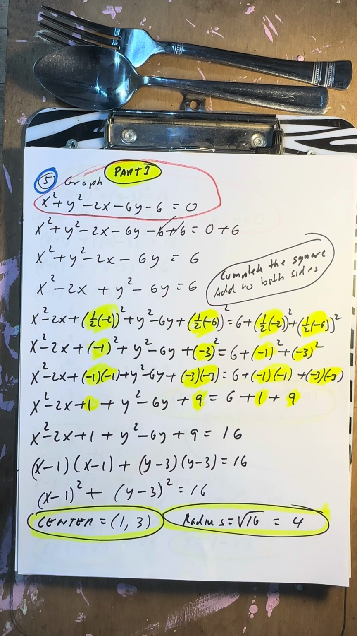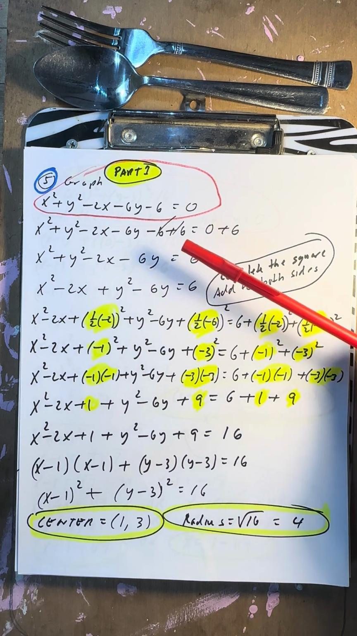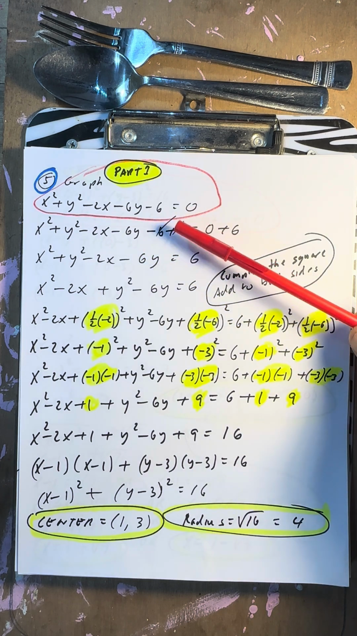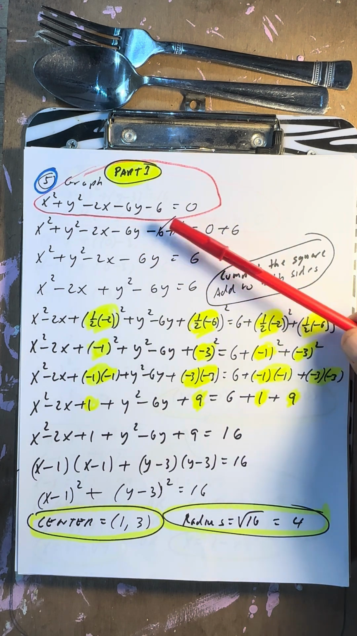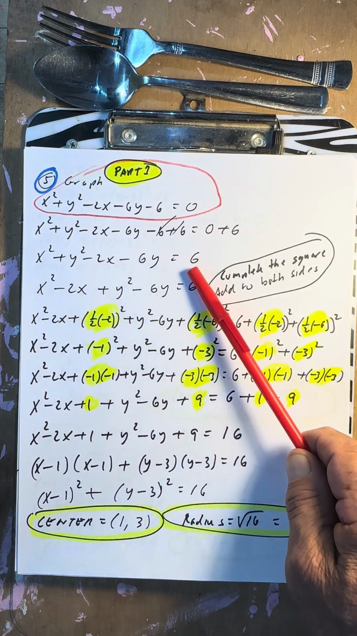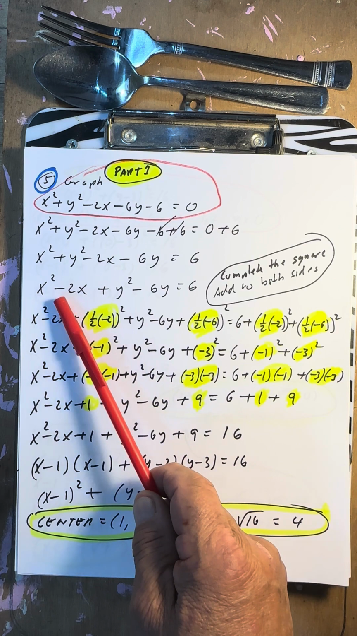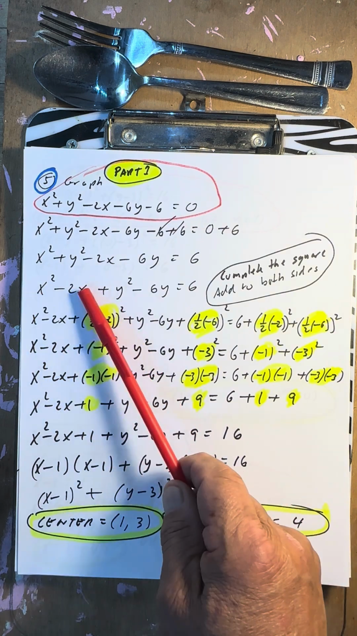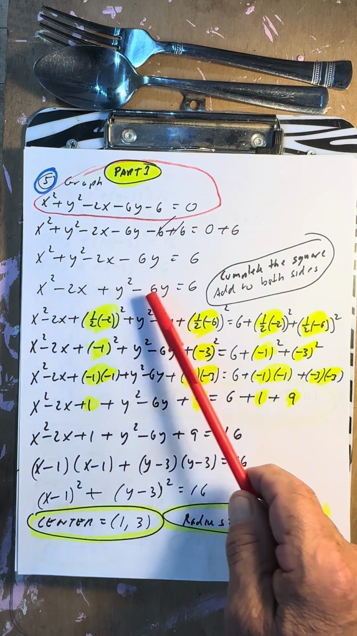This one. Graph this. All right, this is going to be a circle, but we need to do steps first. First step. Let's add 6 to both sides. So negative 6 plus 6. So now we have x squared plus y squared minus 2x minus 6y equals 6. So now I'll put the x's together. X squared minus 2x. Y squared minus 6y. And then 6 over here.